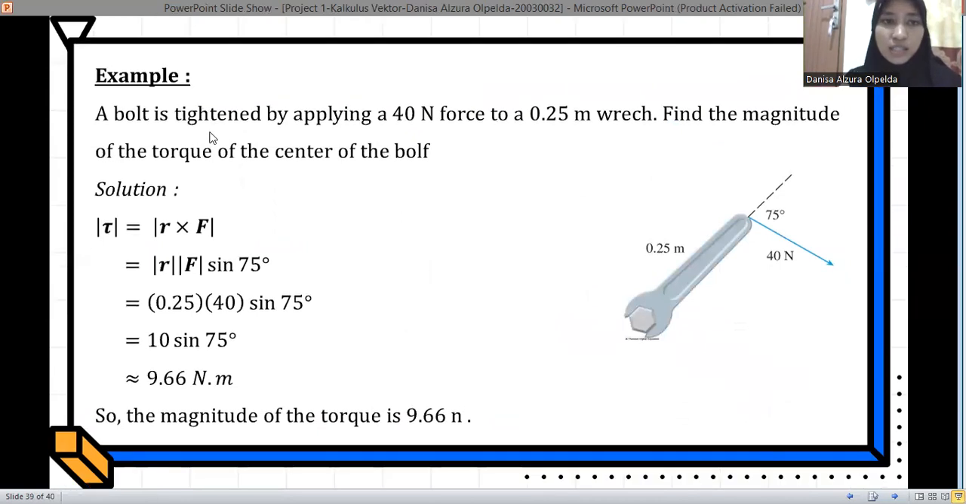Example. A bolt is tightened by applying a 40 N force to a 0.25 m wrench. Find the magnitude of the torque about the center of the bolt. This is the figure. Solution. The magnitude of torque tau is equal to the magnitude of r cross F, equal to the magnitude of r times the magnitude of F times sin 75, equal to 0.25 times 40 times sin 75. So we get the result 9.66 Nm. So the magnitude of the torque is 9.66 Nm.